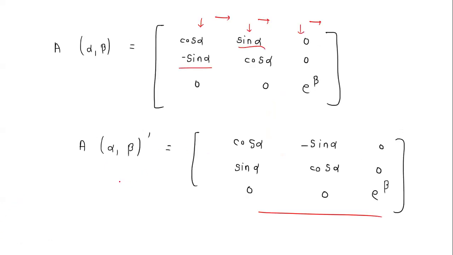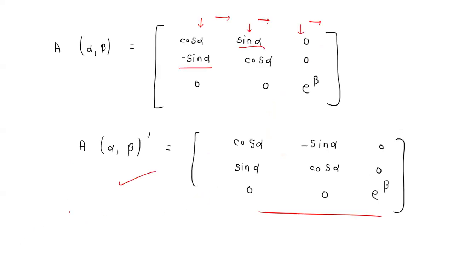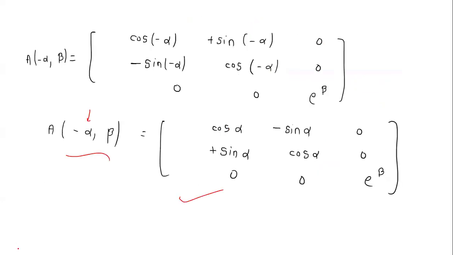Now if you compare this matrix and this matrix, you can easily see that all terms are the same and this option A is correct. So now let's move to the second option. In the second option, the A matrix inverse is equal to this A matrix if you replace alpha by minus alpha and beta by minus beta. So this thing we also have to tell.